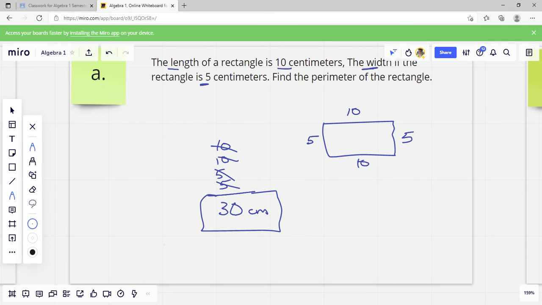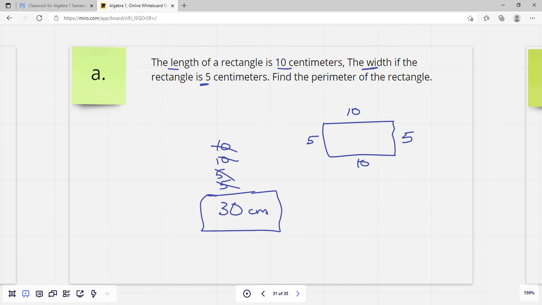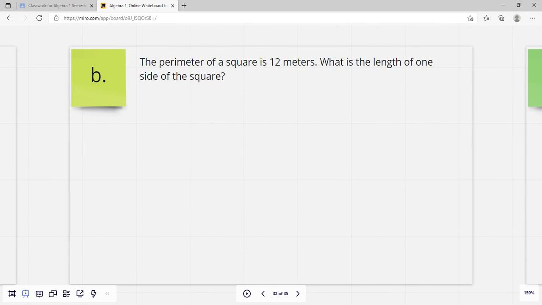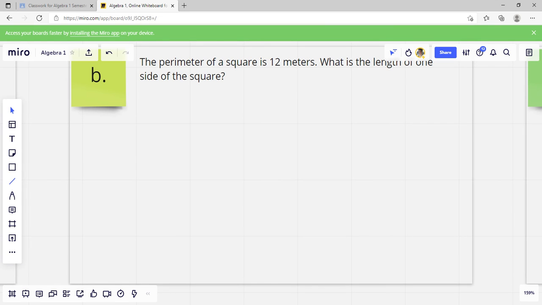All right, next one. B, the perimeter of a square is 12 meters. What's the length of one side of the square? Okay, so if we have a square, that means that all the sides have to be the same. Try to draw this without getting too wobbly. Okay, so all of our sides have to be the same. And this says that it equals 12.